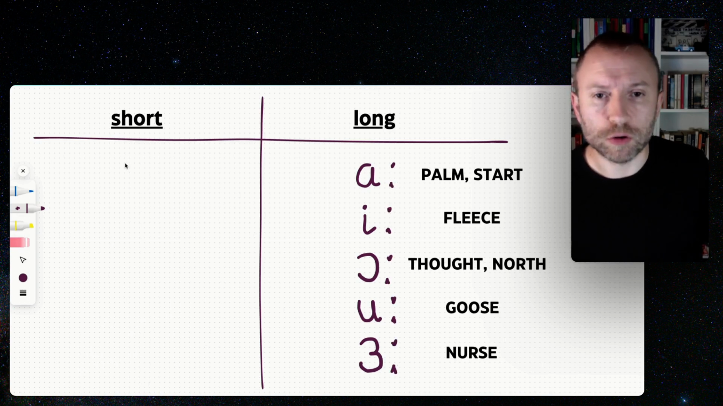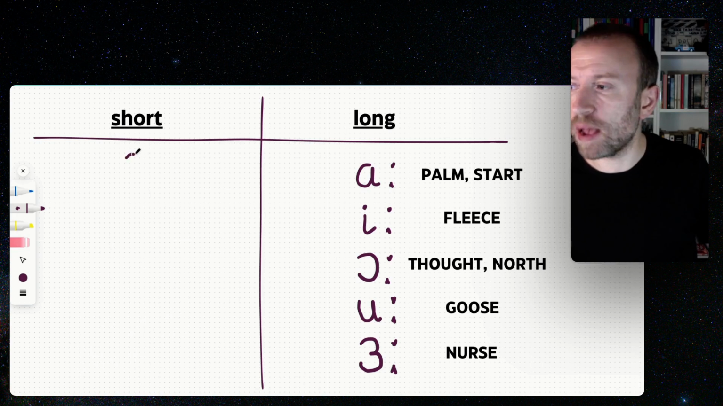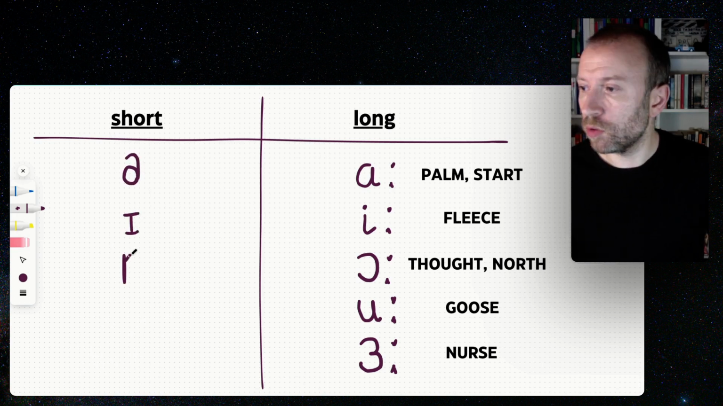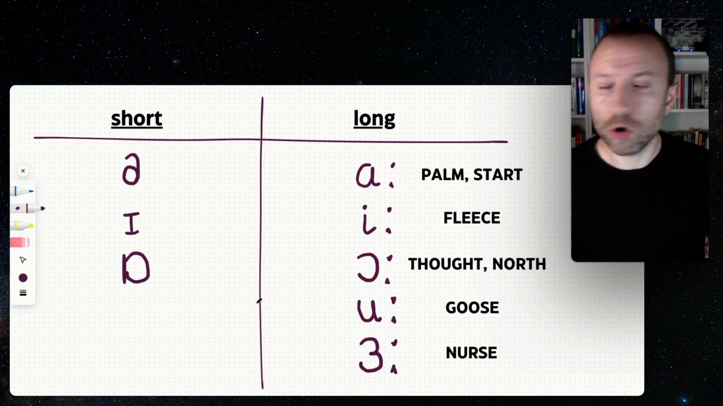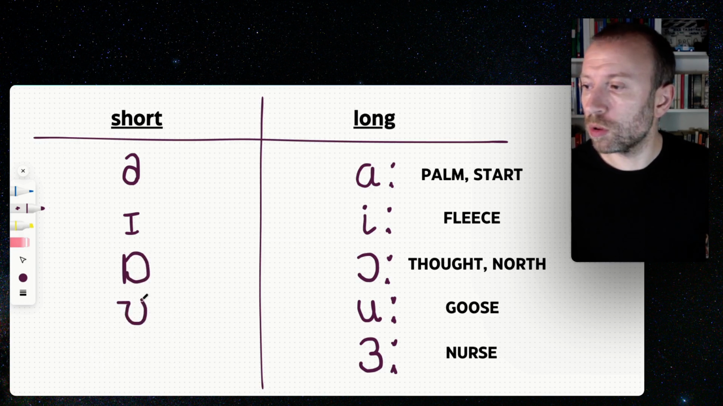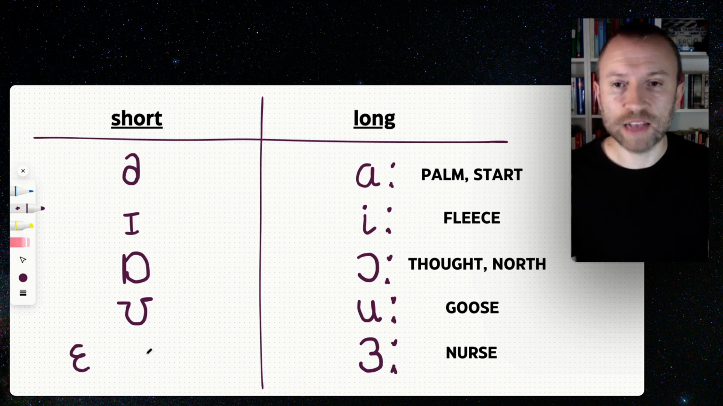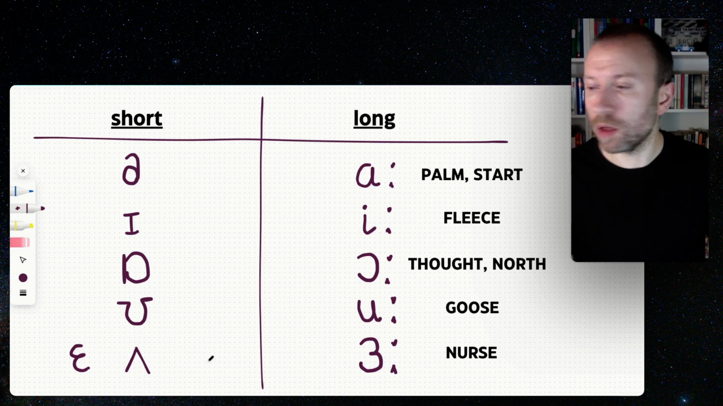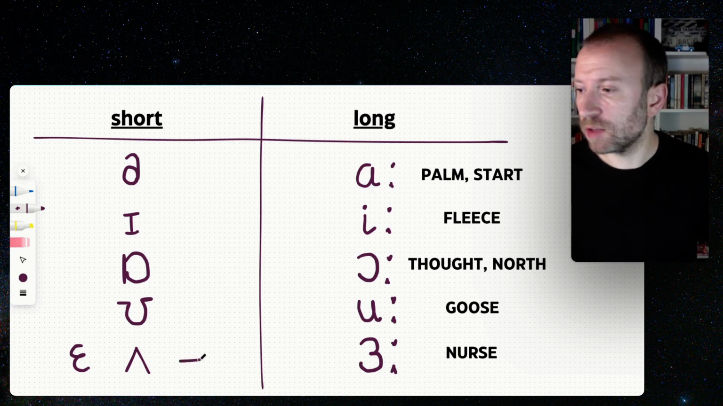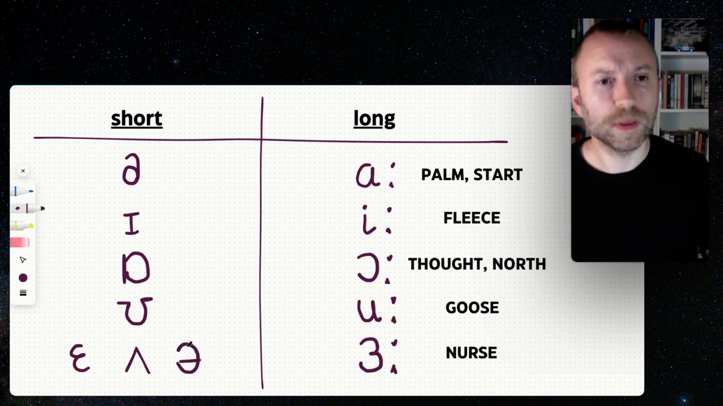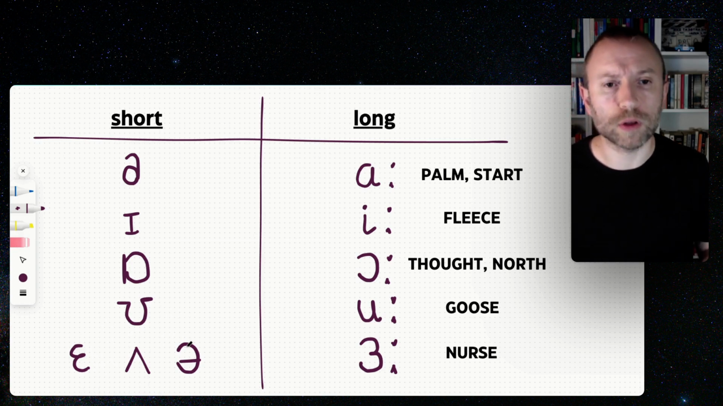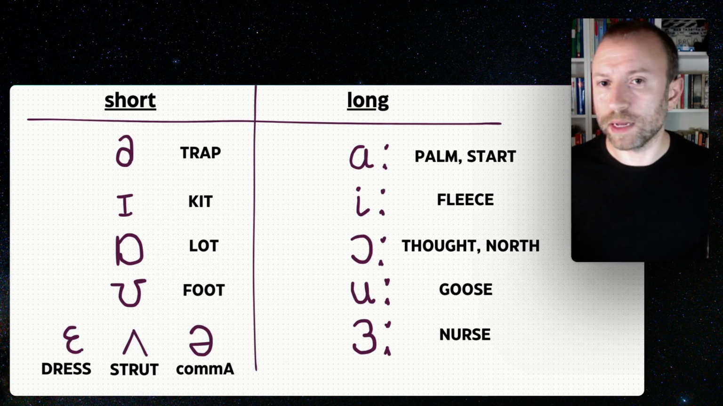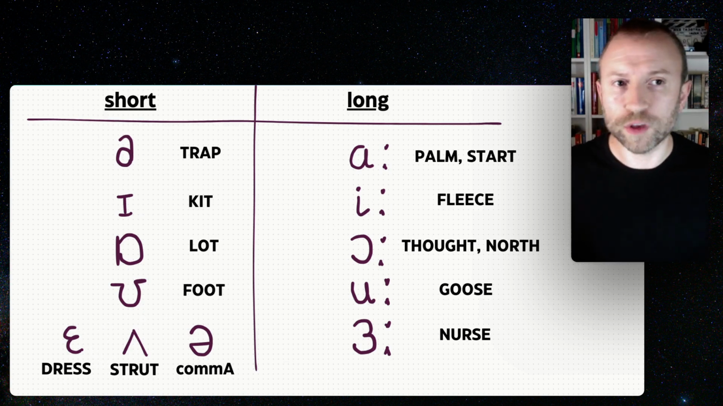The vowels traditionally called short are the a in trap, the I in kit, the o in lot, the u in foot, the e in dress, the vowel in strut, as well as the famous schwa, which is the second vowel sound in the word comma, or the first in the word about. Here you can see them all laid out with the key words to remember which sound is which.